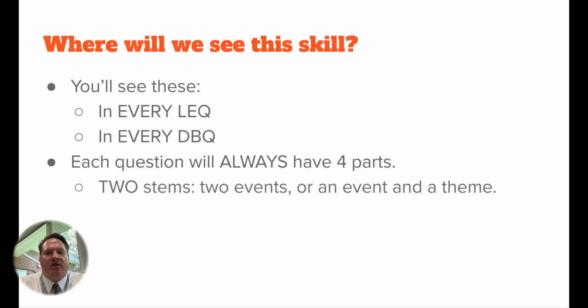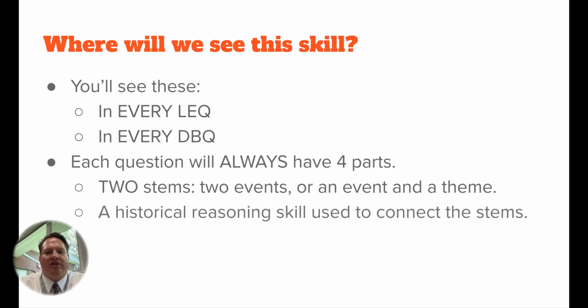Sometimes these will be 2 specific events, like Bacon's Rebellion or the American Revolution, or they may be an event and a theme, like Bacon's Rebellion and the changing social structure in colonial Chesapeake. You'll also need to determine which historical reasoning skill you're being asked to use in order to connect those 2 stems together. And then finally, every question will have a time frame. So let's break down questions step by step.